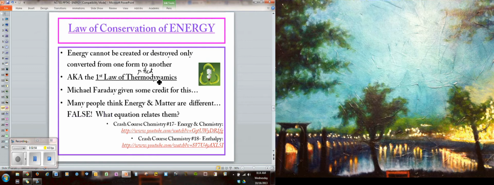Michael Faraday is a new person of interest for us. The only other person we've really spent any time talking about is Lavoisier for mass, so we associate Faraday with energy. He did a lot of electromagnetic experiments. If you want to pause and Google him real quick, we're going to learn a lot more about him. You could just at least see what he looks like.